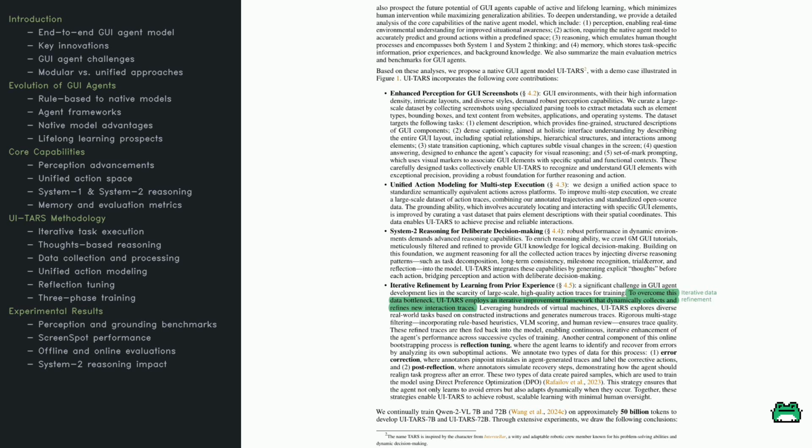Next, there's unified action modeling. Basically, UI-TARS maps out the most common user actions, clicks, scrolls, typing, into a single framework that can be applied across different platforms. That means more consistent behavior, whether it's on a phone or a desktop.